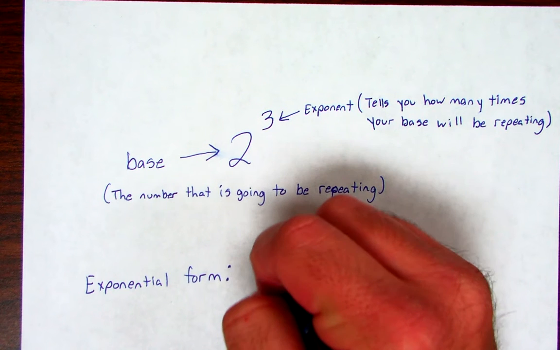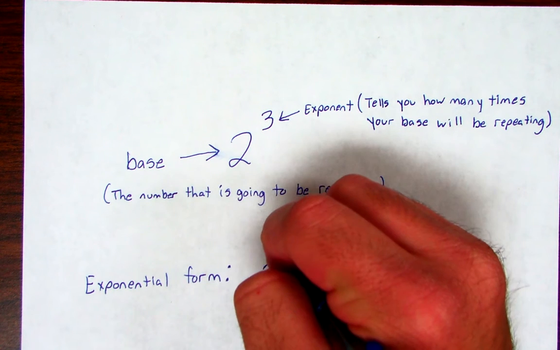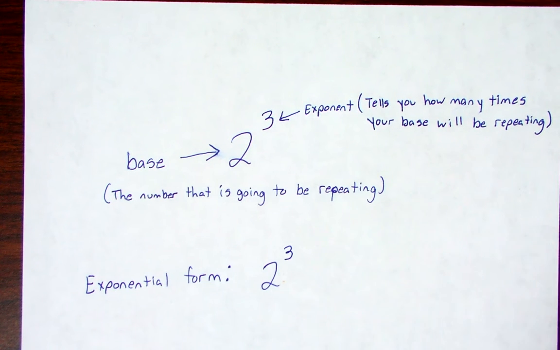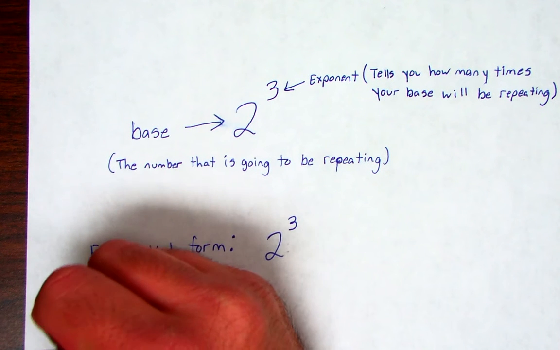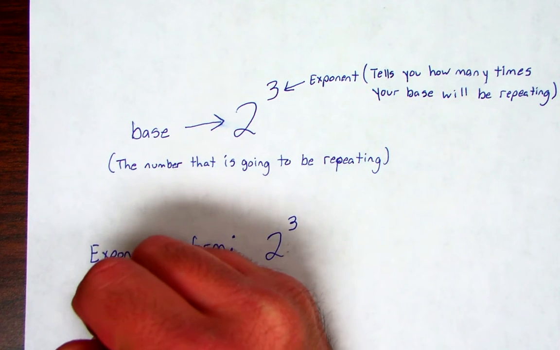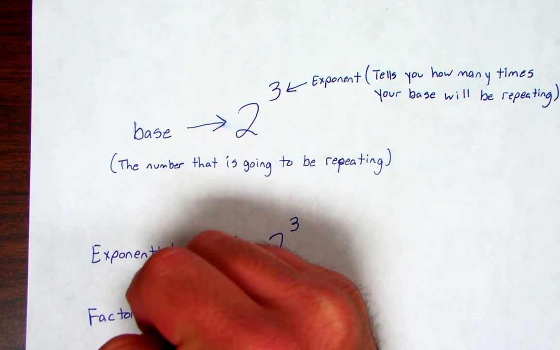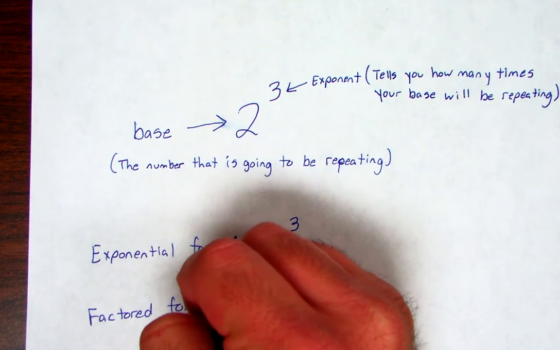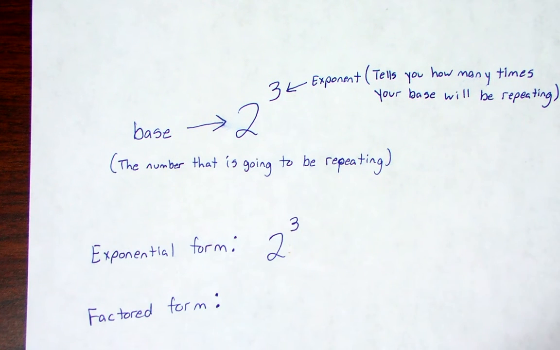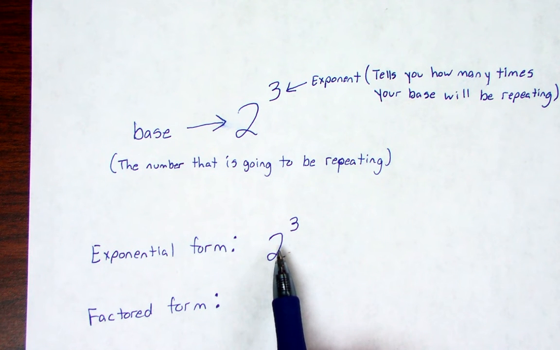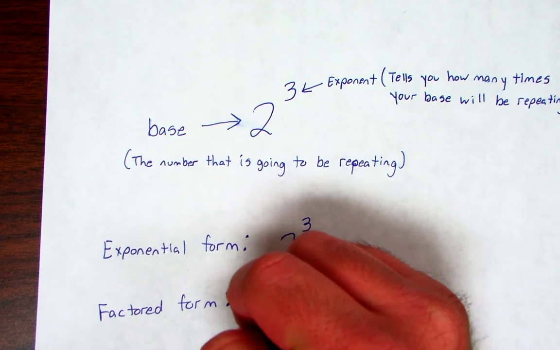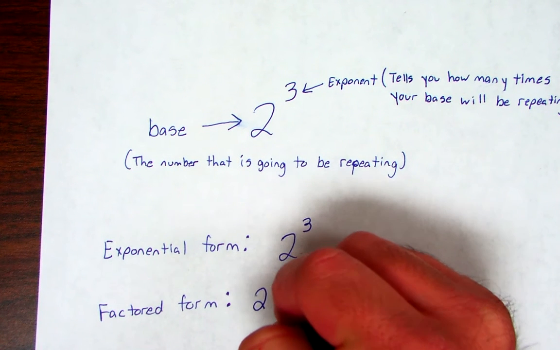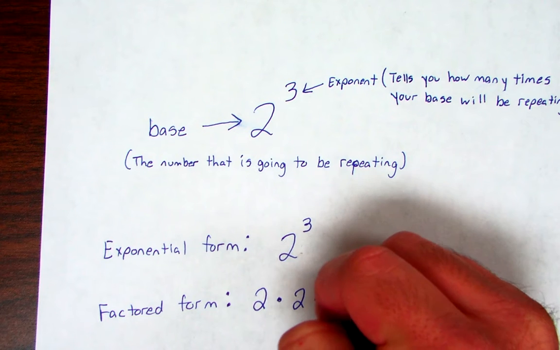Your exponential form has a base and it has an exponent. Now your factored form, again, you have to use your base. In this case it's 2. And how many times is your base going to be repeating? In this case it's going to be repeating 3 times. So 2 times 2 times 2.